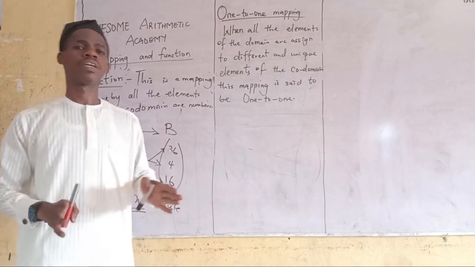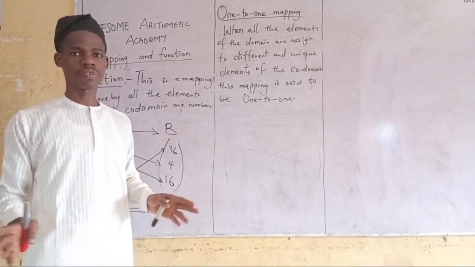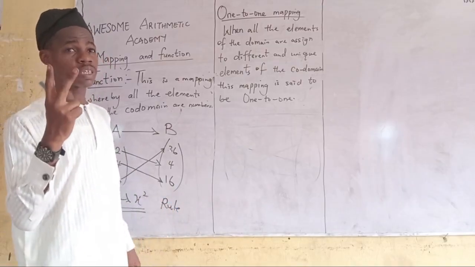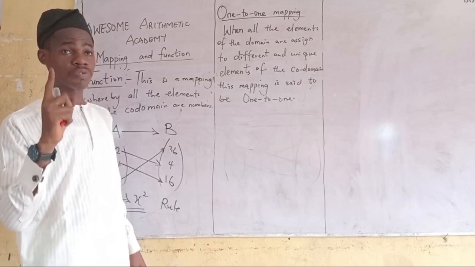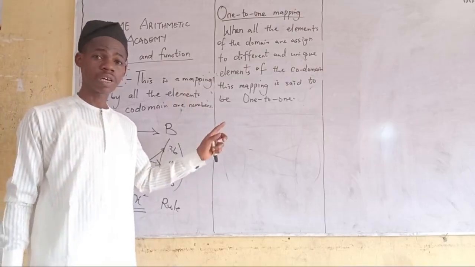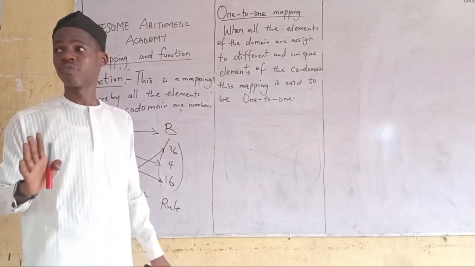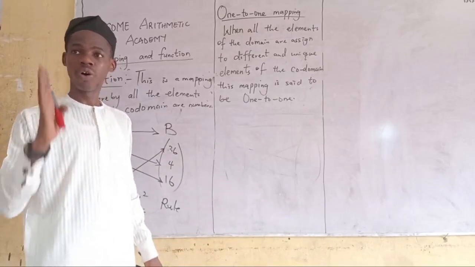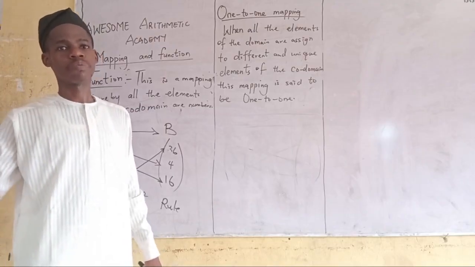Example is that all the governors in Nigeria are assigned to different states. All the governors are assigned to different states. There is no governor that is ruling two different states, and there is no two governors ruling one state. So in that case, we call that one-to-one mapping. That's just a very good example to be used. Or we use the state and capital: all the states in Nigeria are having different capitals.